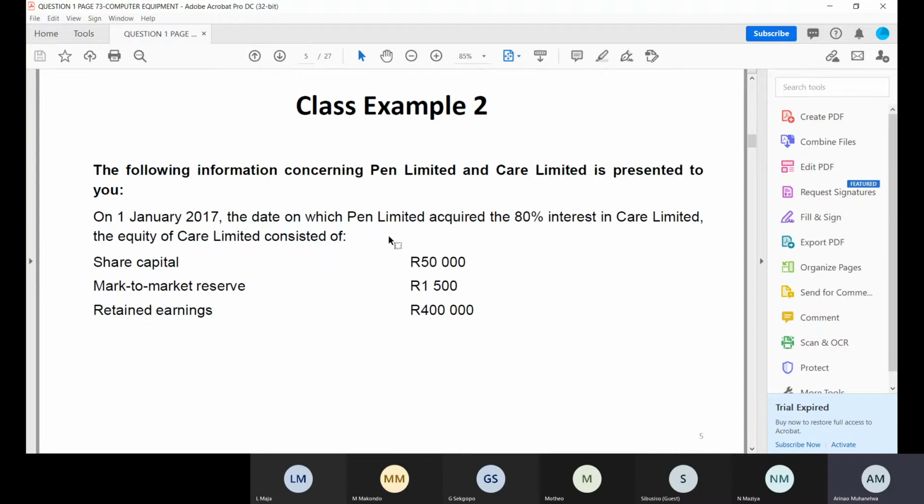But what we're getting here in the first part is that Penn is a parent, Care is a subsidiary, and Penn owns 80%, not 100%. That means 20% is non-controlling interest, is what Penn doesn't own. That's why we need to do the analysis to see if there's a profit, how it's going to be shared between 80% and 20%, and all other transactions that goes on the analysis.